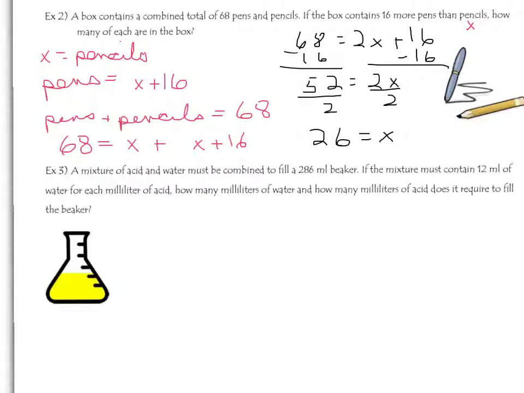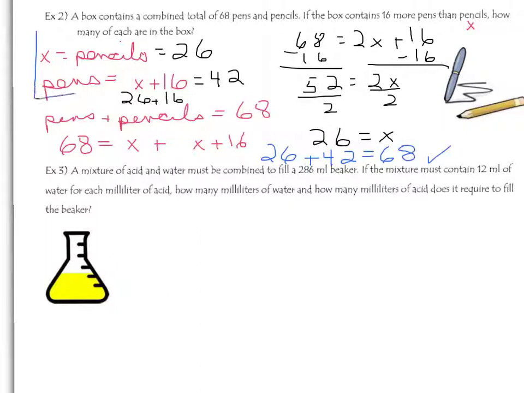So the number of pencils is 26. The number of pens is 26 plus 16, so that's equal to 42. And we check our work by saying, does the number of pencils plus the number of pens equal 68? So we want to know, does 26 plus 42 equal 68? And it does, so we know that this is correct.